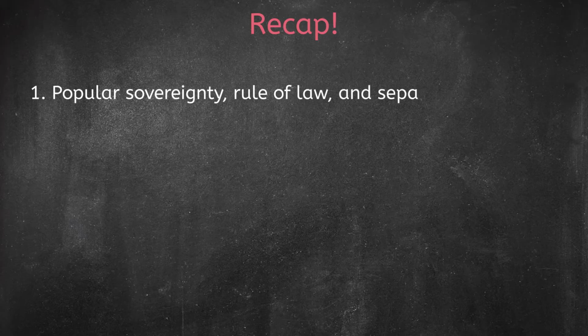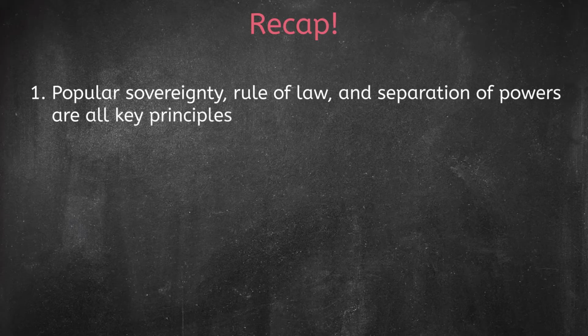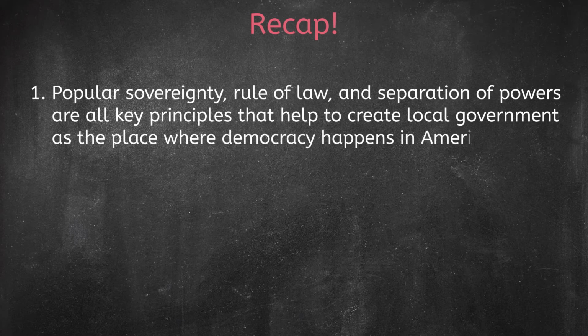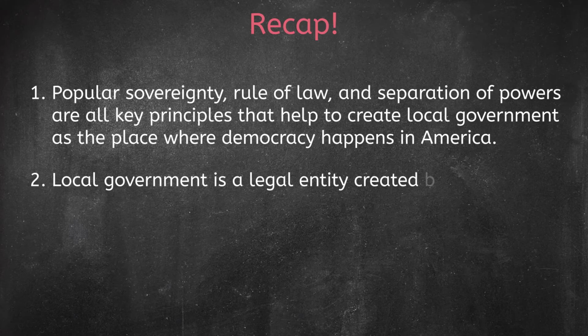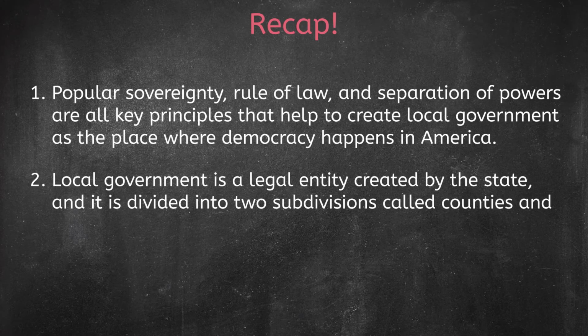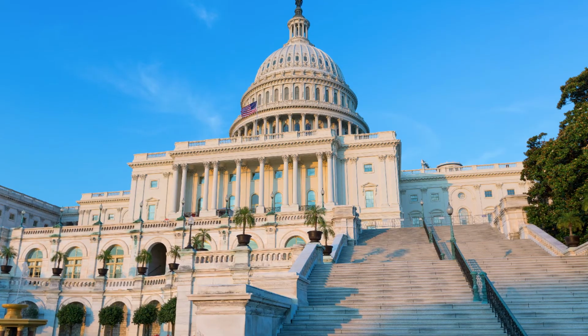Recap! Popular sovereignty, rule of law, and separation of powers are all key principles that help to create local government as the place where democracy happens in America. Local government is a legal entity created by the state, and it is divided into two subdivisions called counties and municipalities.